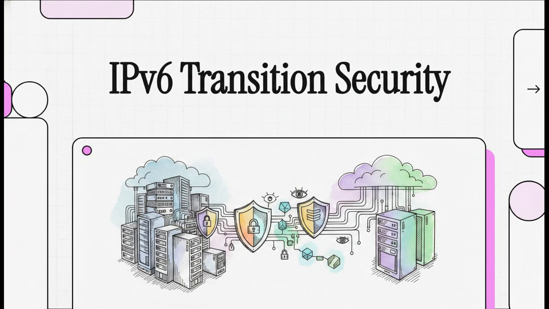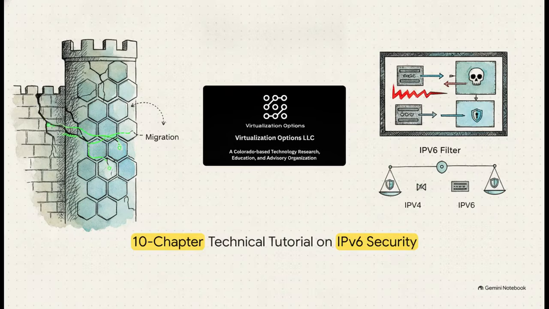So if you're the one tasked with supporting your organization's inevitable migration from IPv4 to IPv6, and you already know your way around IPv4 networking, you're in the exact right place. Now, the full source material is a massive 10-part guide, basically the ultimate reference for securing this transition. But today, we're isolating just Chapter 7.